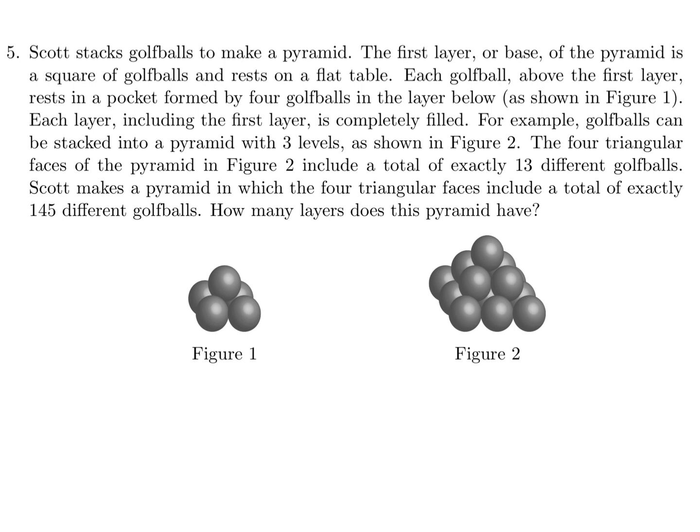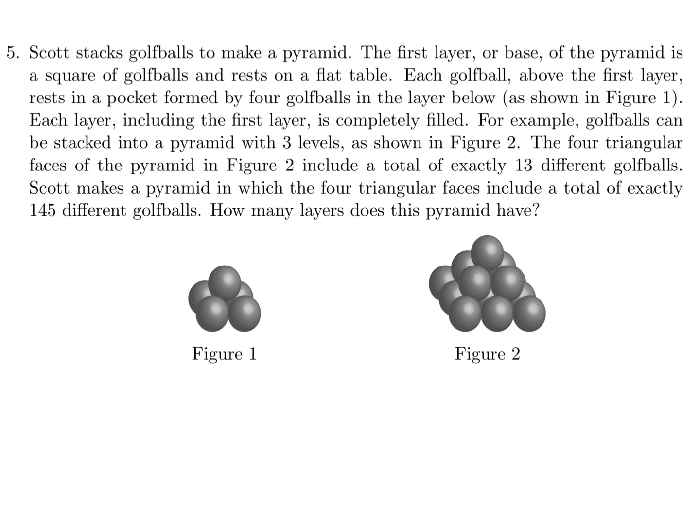Scott stacks golf balls to make a pyramid. The first layer or base of the pyramid is a square of golf balls and rests on a flat surface. Each golf ball above the first layer rests in a pocket formed by 4 golf balls in the layer below. Each layer, including the first layer, is completely filled.